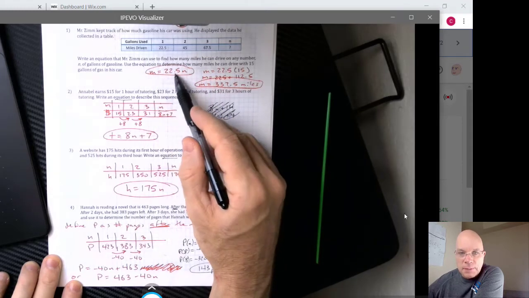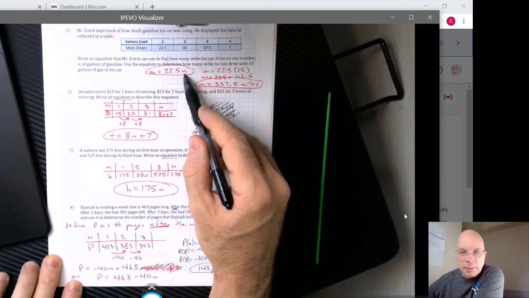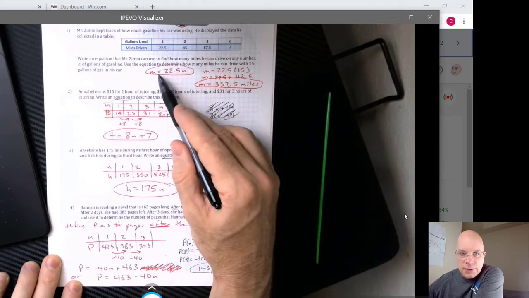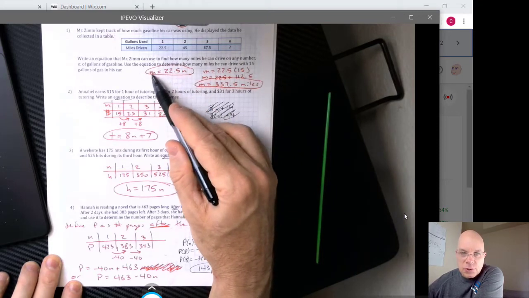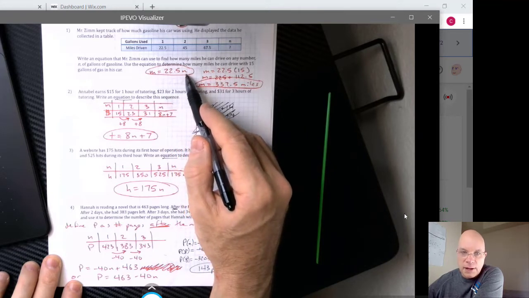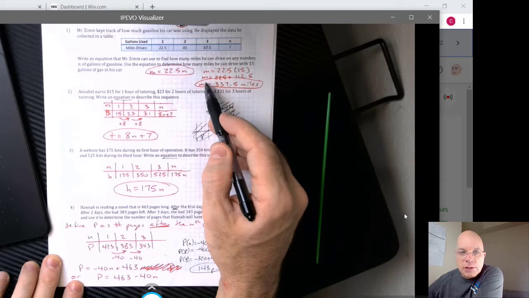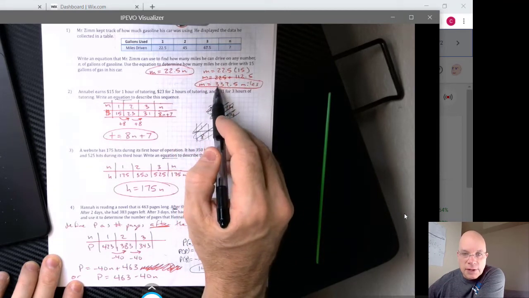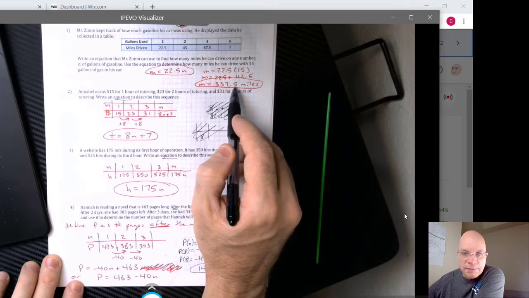You might have been better if I used G for number of gallons, but whichever variables you use is fine, as long as you understand that the miles driven is equivalent to 22.5 multiplied by the number of gallons used. And then when you substitute 15 gallons into that equation, which I've done here, you get 337.5 miles.